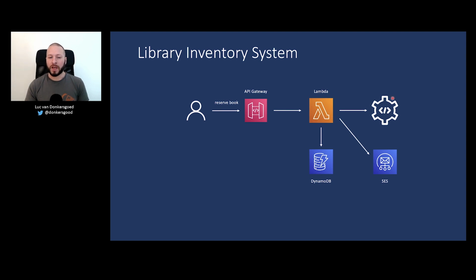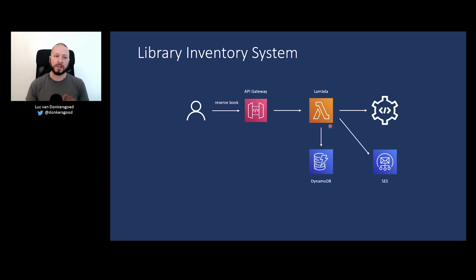Then it will call a backing API that actually starts the process of moving the book off a shelf and putting it somewhere where you can pick it up. And when that process has completed, the Lambda will use SES to send an email message to you confirming your reservation. But of course, there are a few problems with this design.